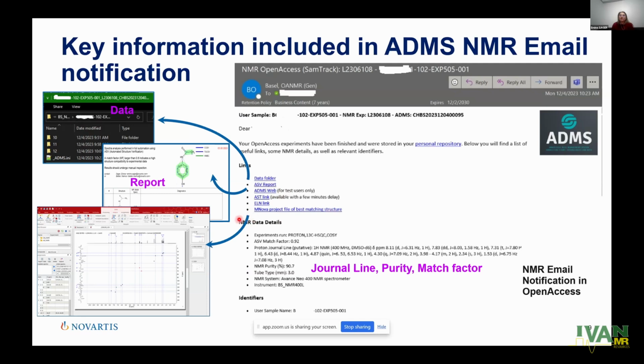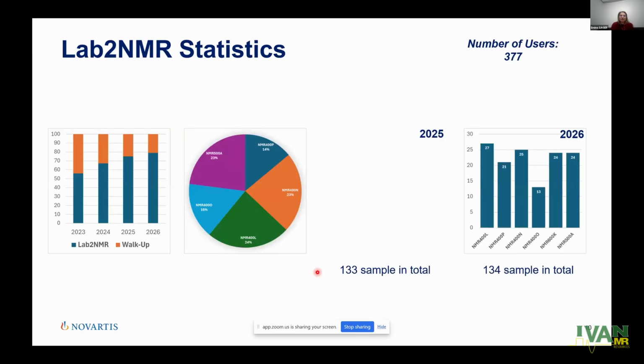Then it has in the email also NMR details. If the match factor that Dimitris explained to you is higher than 0.8 in our case, it will have journal lines created automatically from ACD in this email, some purity, and which type of NMR is used, and so on. And in more detail now, just to show you some statistics between the workup and the lab to NMR.